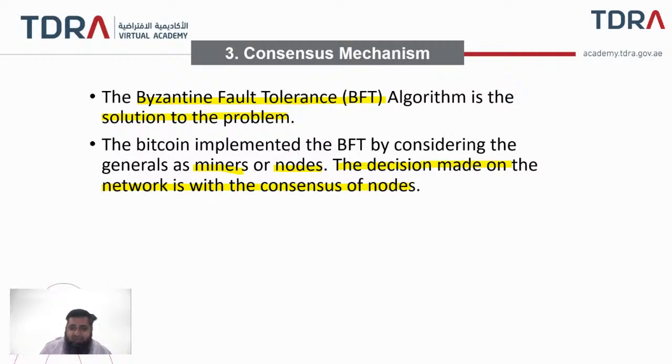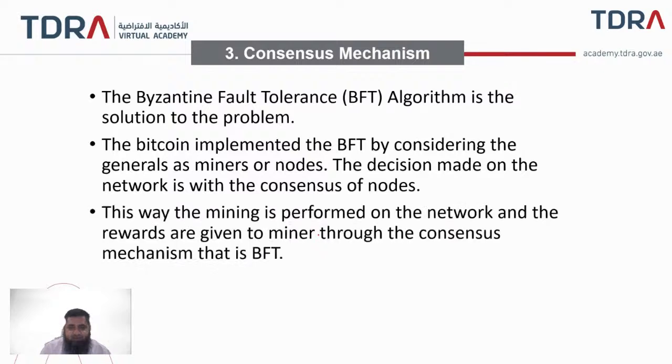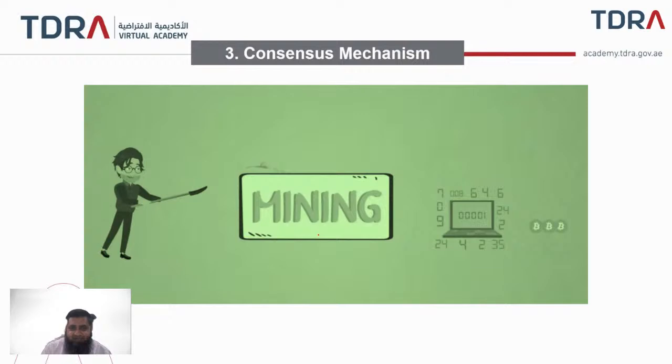So the decision is made when the maximum number of nodes agree on some point. In that way, it makes cryptocurrencies more attractive, and the consensus mechanism is implemented.